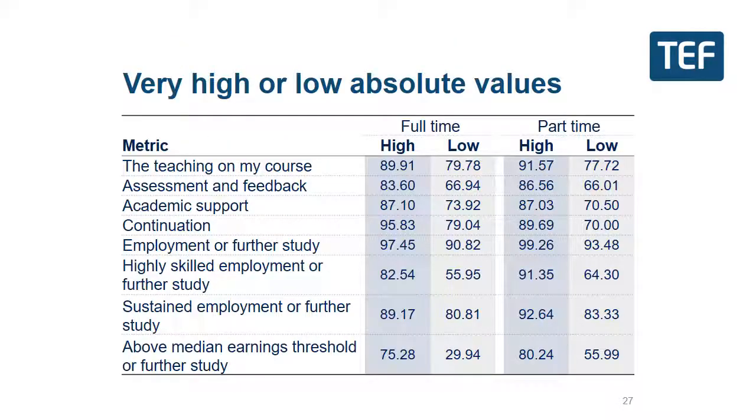We've now calculated the thresholds for high and low absolute values for TEF Year 4, and these are set out in the values given in this table. As with the metrics, the thresholds are calculated separately for full-time and part-time students. So, for example, looking at the continuation metric for full-time students, if you have a metric indicator that's higher than 95.83%, you will receive an asterisk. And if you have an indicator that's below 79.04, you'd get an exclamation mark.